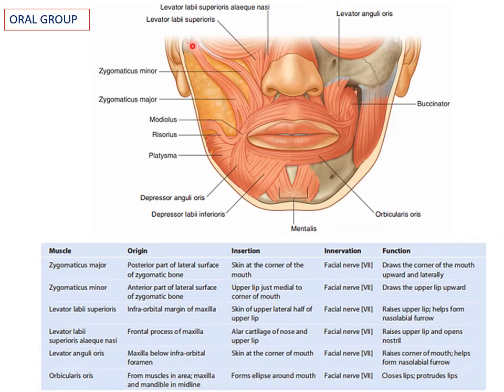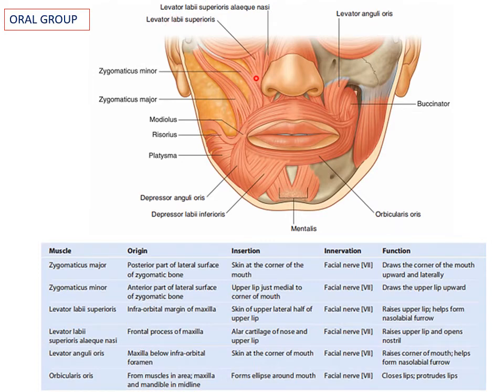This muscle is supplied by the facial nerve, and its function is that it draws the corner of the mouth upward and laterally. The next muscle is the zygomaticus minor muscle. It arises from the anterior part of the lateral surface of the zygomatic bone and is inserted into the upper lip, just medial to the angle of the mouth. It is also supplied by the facial nerve, and its function is that it draws the upper lip upward.